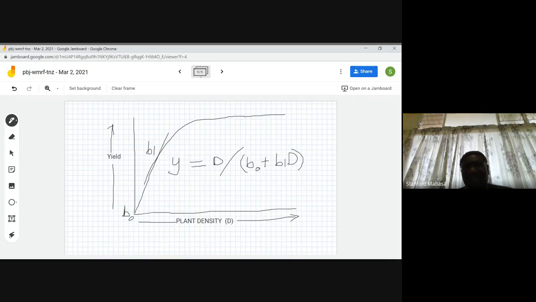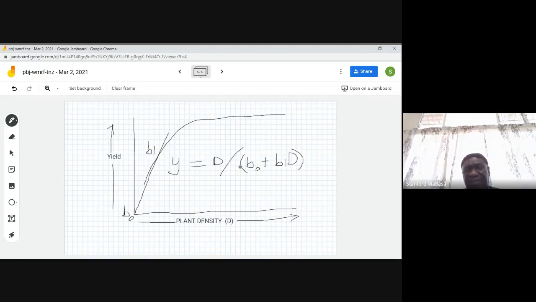Okay. Sorry about that. So I put this bracket. So when we solve this, it has to divide into D. So this is a hyperbolic, a rectangular hyperbola, this equation. And it is describing this graph coming.